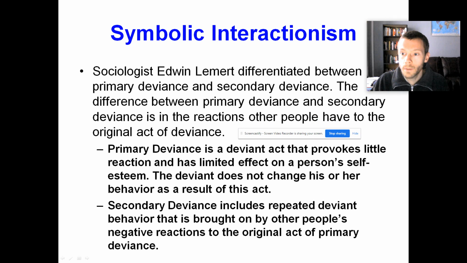When we think about criminology, if we look at symbolic interactionism as one of the three major perspectives of sociology, there is a differentiation between types of deviant behavior. Sociologist Edwin Lemert distinguishes what he calls primary and secondary deviance. Primary deviance is an act that provokes very little reaction and does not affect a person's self-esteem. The deviant is not going to change his or her behavior as a result. By contrast, secondary deviance includes repeated deviant behavior that's brought on by other people's negative reactions.